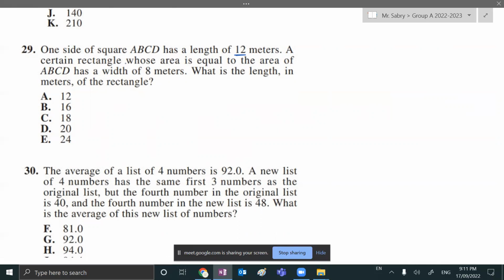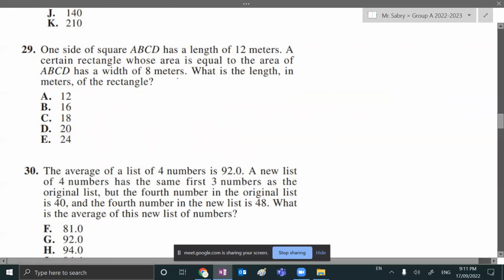Okay, Jed will go with 28 with me. 29, who would like to go for that? I can do it with you, Mr. Yalla habibi, go ahead. What do you think? Let's say they both have the same area.